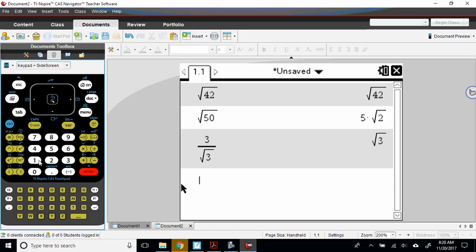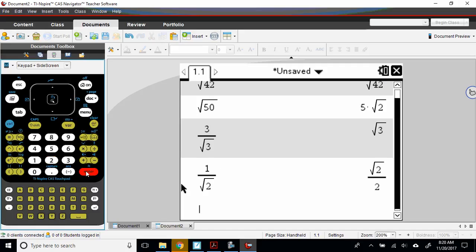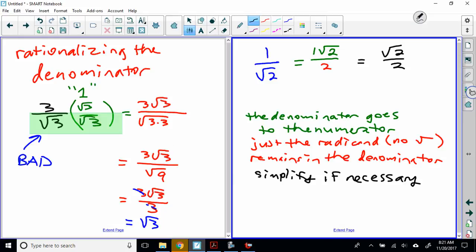So let's see, 1 divided by the square root of 2 becomes rad 2 over 2. There we go. Rad 2 over 2. All right. Try a couple more of these.